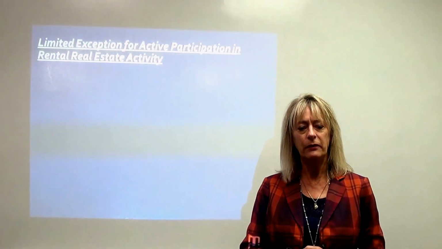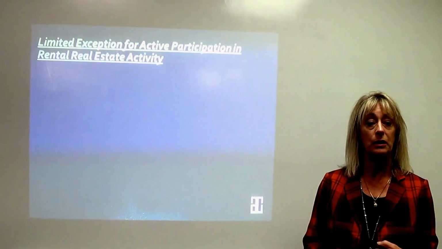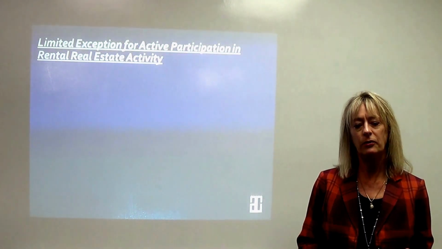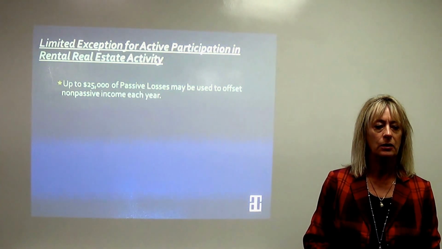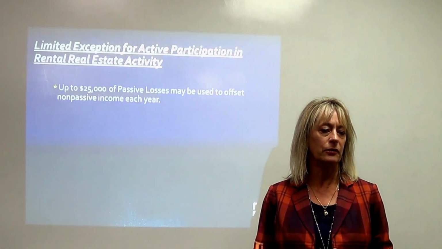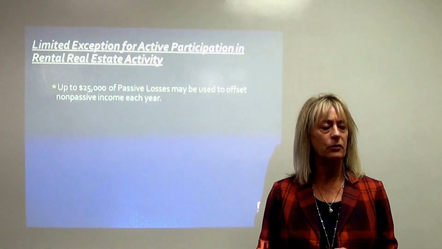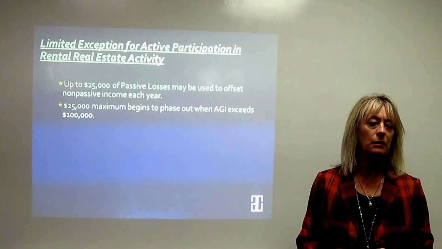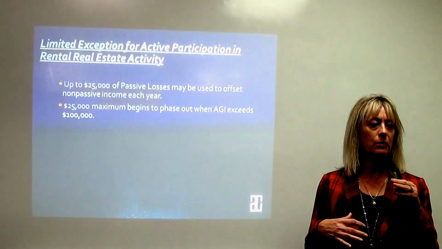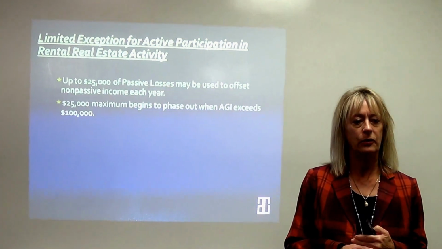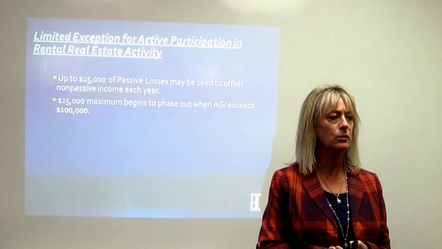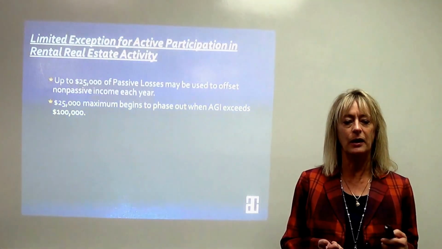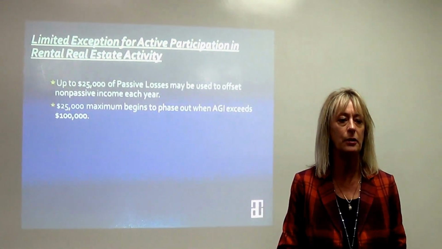Okay. Now, we have a limited exception for active participation in rental real estate activity. So even though this is passive, there's an exception. You can have up to $25,000 of passive losses in any given year that can be used to offset other types of income on your tax return. However, that maximum starts to phase out when your adjusted gross income exceeds $100,000. So it's going to depend on your income level whether you can use all of this $25,000. You might be able to use $20,000, $10,000, $5,000, maybe 0. It begins to phase out at $100,000.